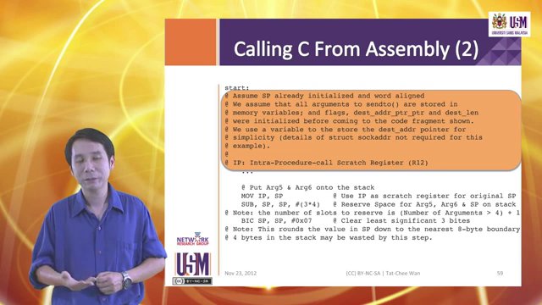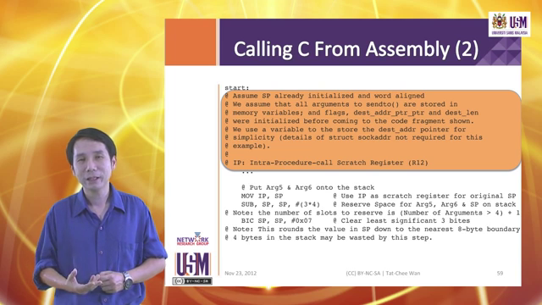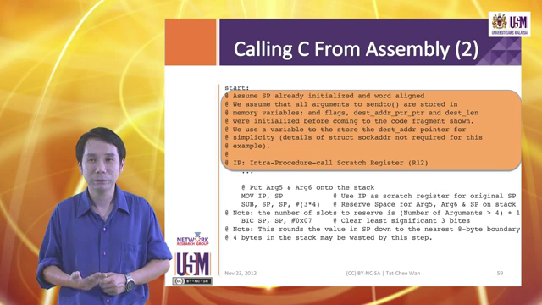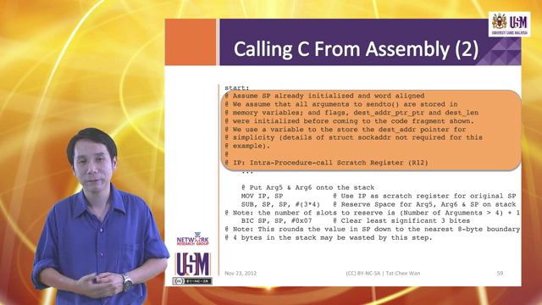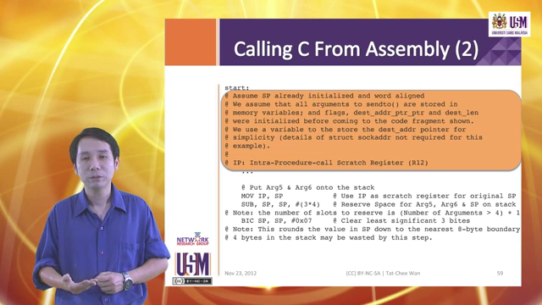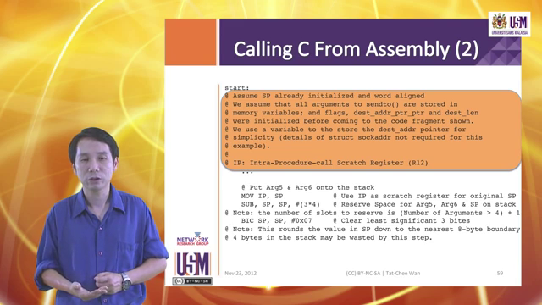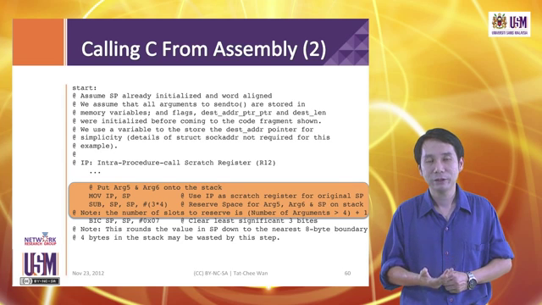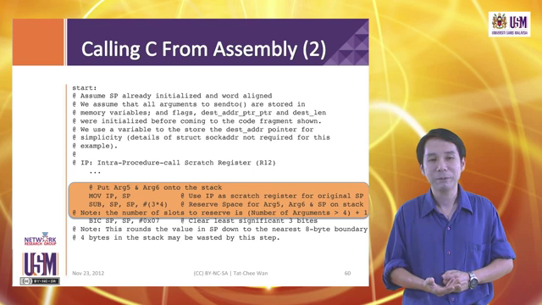Then in this fragment, we see that at the beginning we assume that somehow the stack pointer has already been initialized and it is word aligned, meaning it is pointing to a correct value in memory corresponding to the stack. Secondly, the intra-procedure call scratch register, or R12, will be used for keeping the stack pointer value before the subroutine call. First thing we do, we notice that there are 6 arguments for the send2 subroutine. In this case, first of all, we will preserve the stack pointer value in the intra-procedure call register IP.